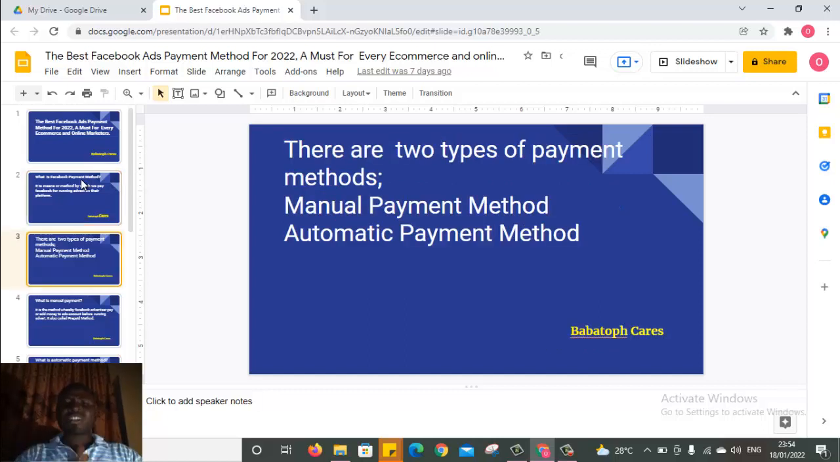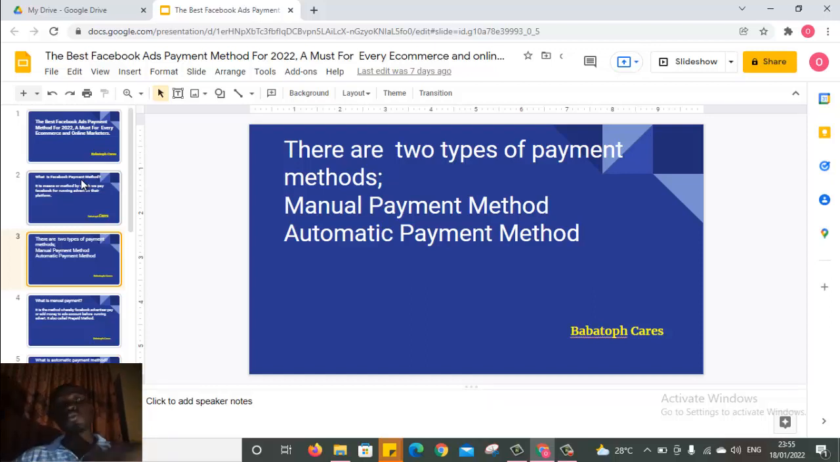So there are two types of payment method. We have manual payment method, and take your Bible and write down, automatic payment method. There are a lot of advertisers out there who cannot differentiate. When you ask them what payment method they are using, they just say they don't know. Yes, and ignorance can cause harm to our online business.